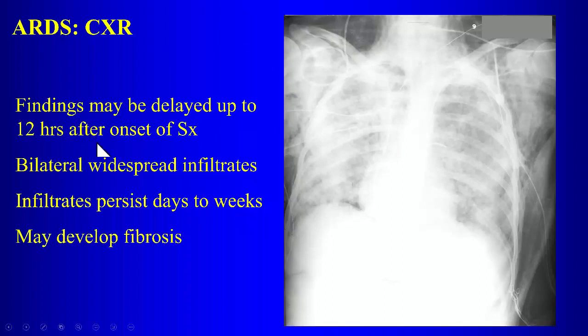Differences or things that you need to note about ARDS is that the findings on the chest radiograph can be delayed up to 12 hours after the onset of symptoms. So the patient may crash, they get a chest x-ray, the chest x-ray looks relatively normal, and it's a few hours later that you see the developing consolidations, the bilateral consolidations from the ARDS. So it's usually bilateral. The consolidations persist for days to weeks, day after day after day. We're reading these chest x-rays on intubated patients in the ICU, no change, no change, no change, bilateral consolidation. That's what you see with ARDS.